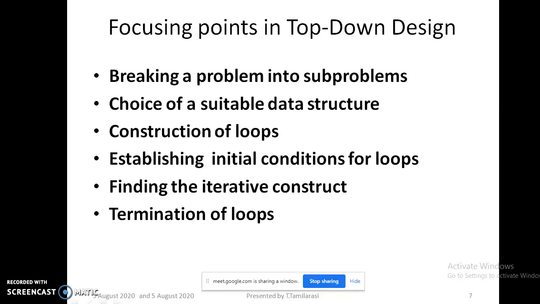Then, establishing the initial condition for the loop. There is a need to find the initial condition, where we should start our counter variable. That is the initialization of our loop variable. Then the iterative construct. Maybe our loop should be incremented by 1, or by 2, or by 5, or by 100. It depends upon our requirement. So there is a need to find the iterative construct.